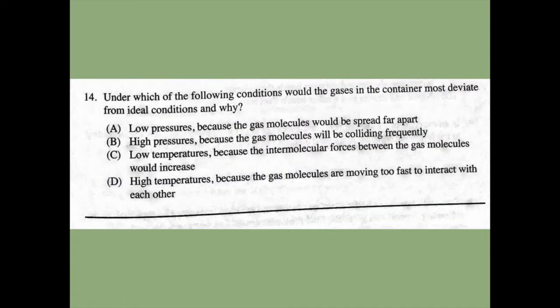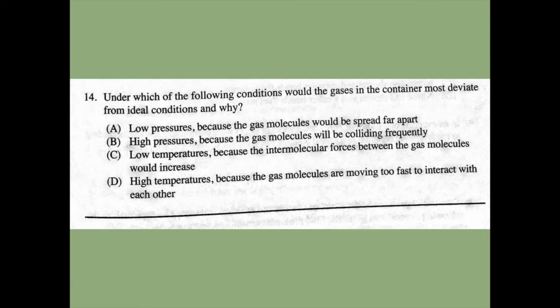For 14, it says, under which of the following conditions would the gases in the container most deviate from ideal conditions and why? So remember, to have a gas acting ideally, we want as high of temperatures as possible and as low of pressures as possible.